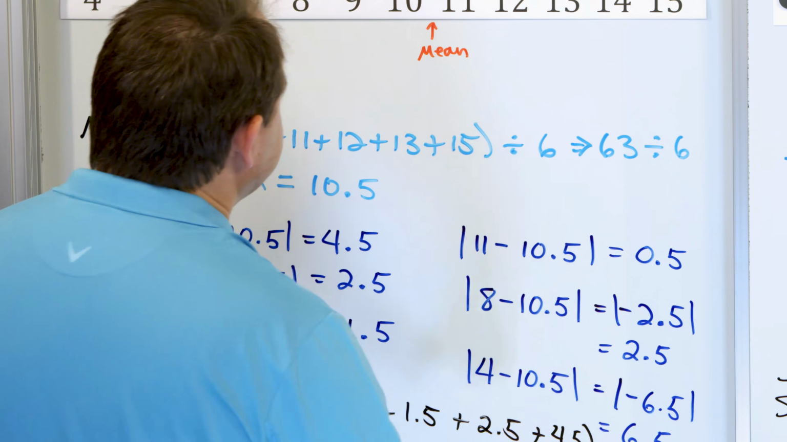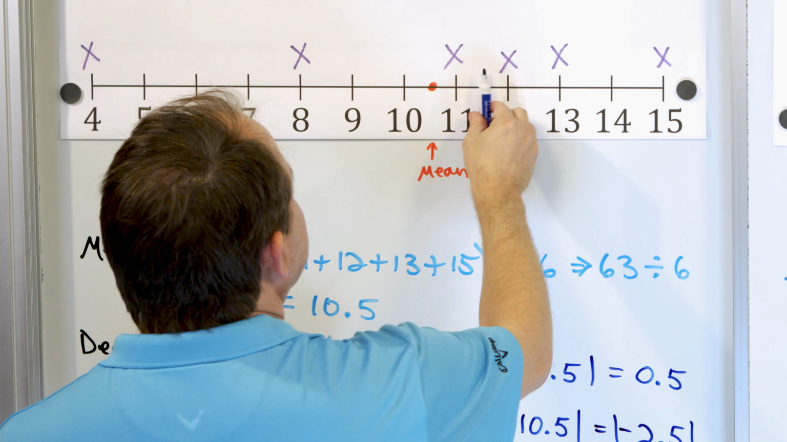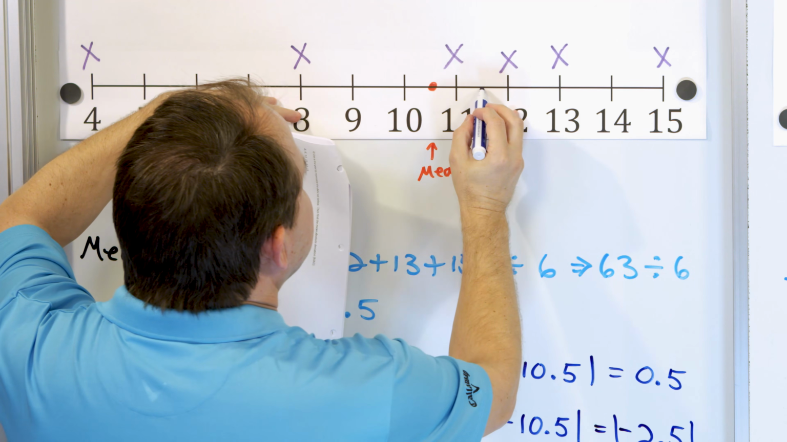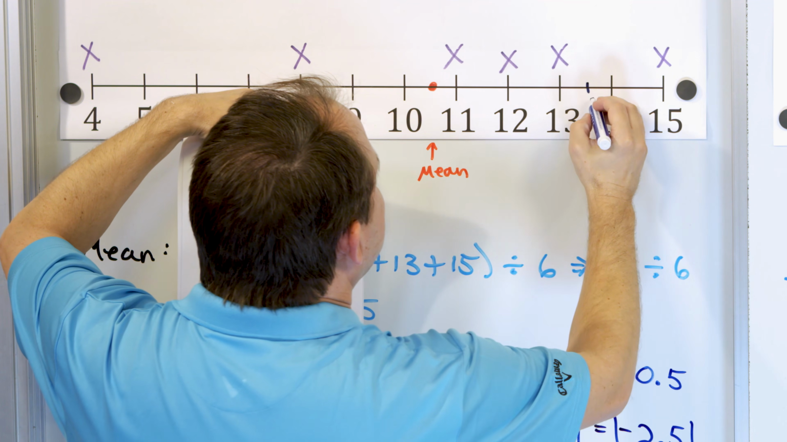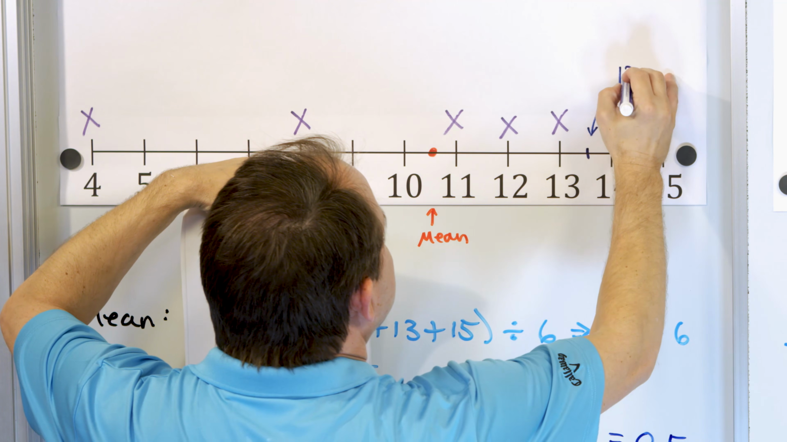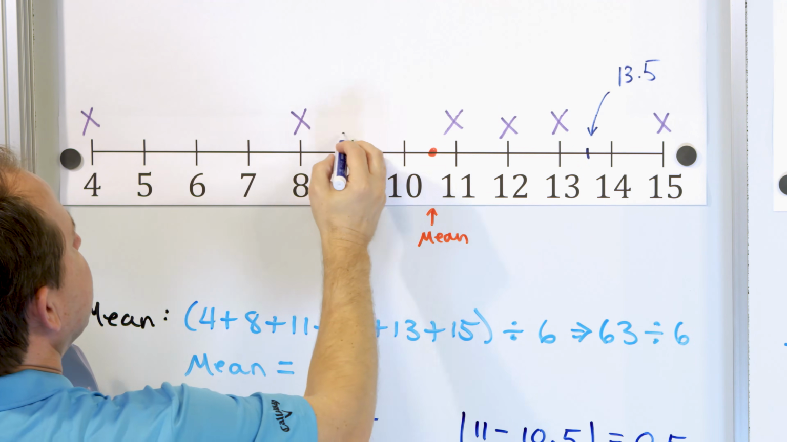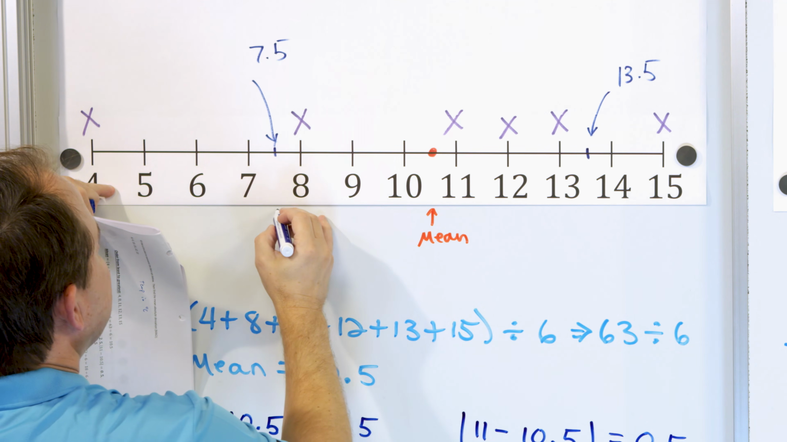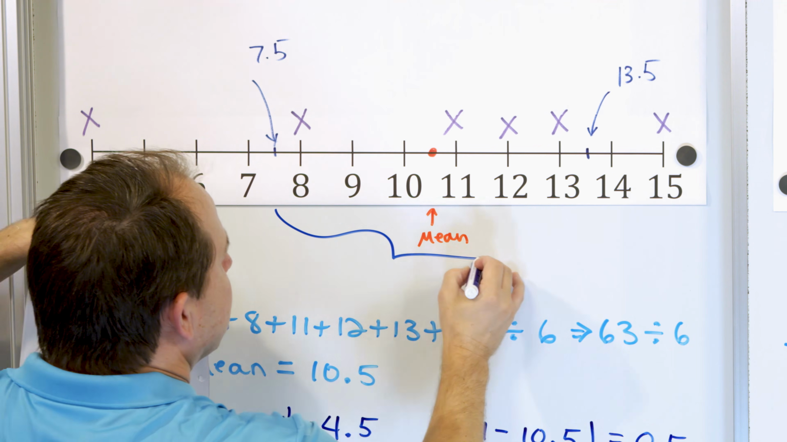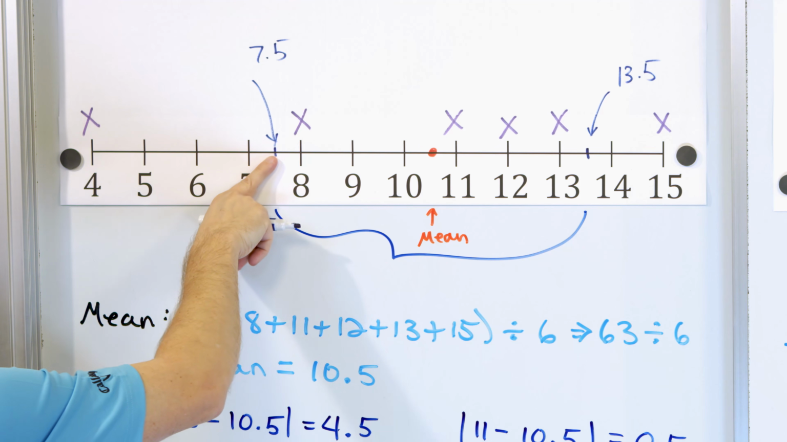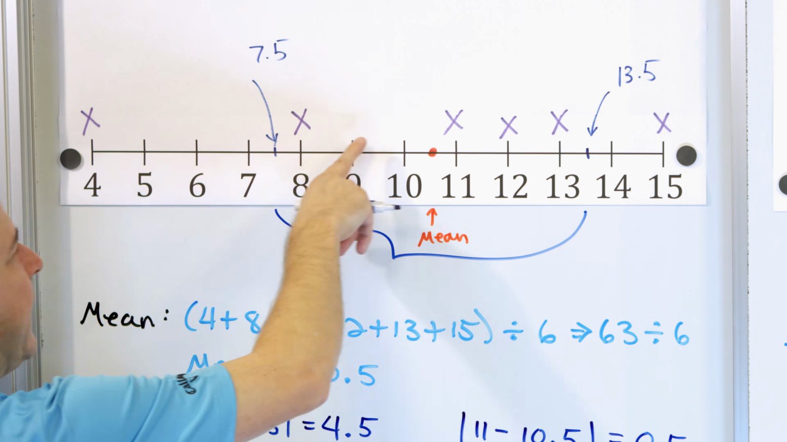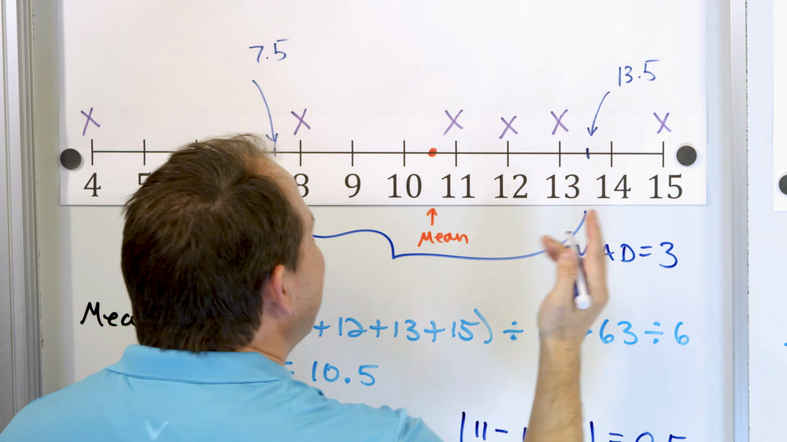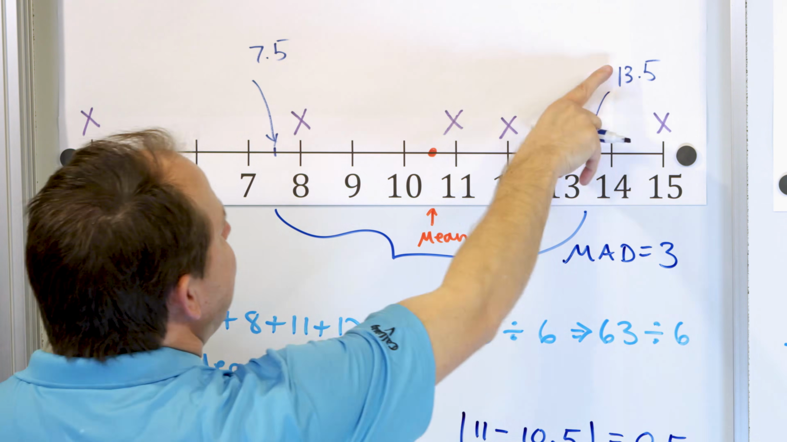So what does this actually mean? This means that 3 distance units above and 3 distance units below, we expect most of our data to be. So 1 distance unit, 2, 3 is at 13.5 right there. 13.5. And then 1, 2, 3 is right here at 7.5. And basically what we're saying is that between minus 3 below the mean and plus 3 above the mean, the MAD was equal to 3. So that means most of my data should lie between 7.5 and 13.5.